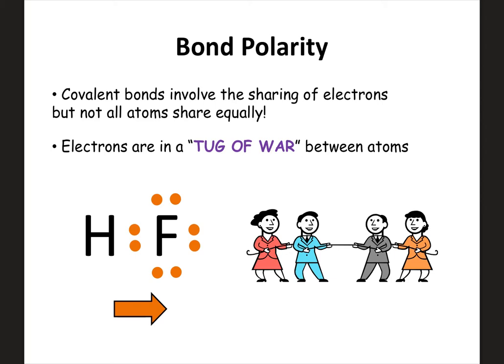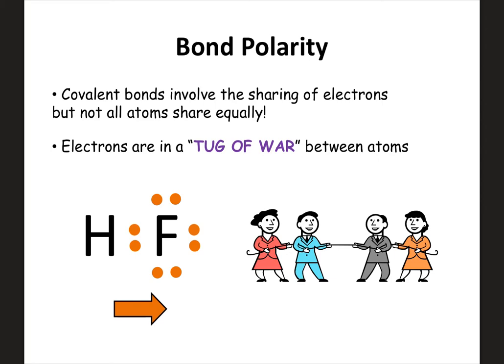All right, so these electrons here are actually in what we call a tug of war between the two atoms. So the two atoms of the covalent bond are sharing these electrons, and each of them is pulling the electrons. And sometimes somebody wins that tug of war. And that's polarity.